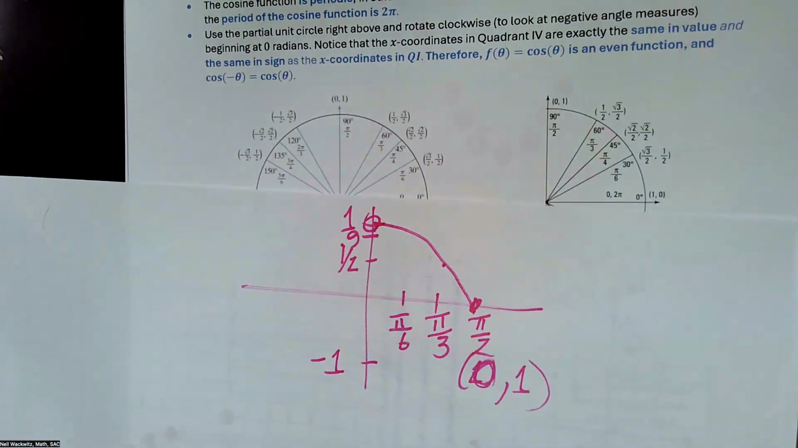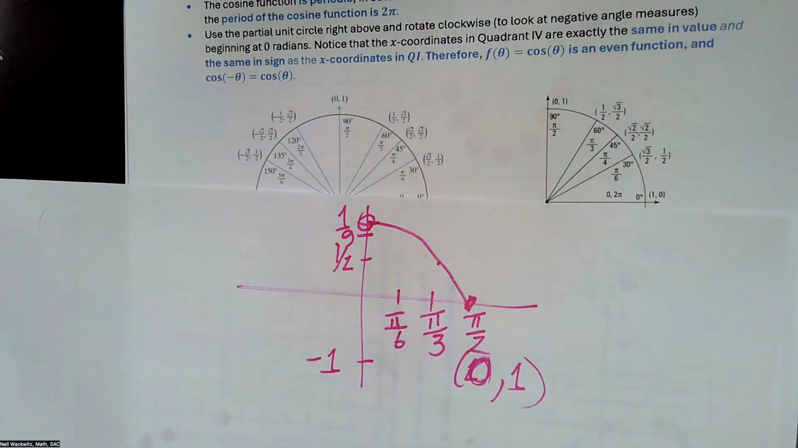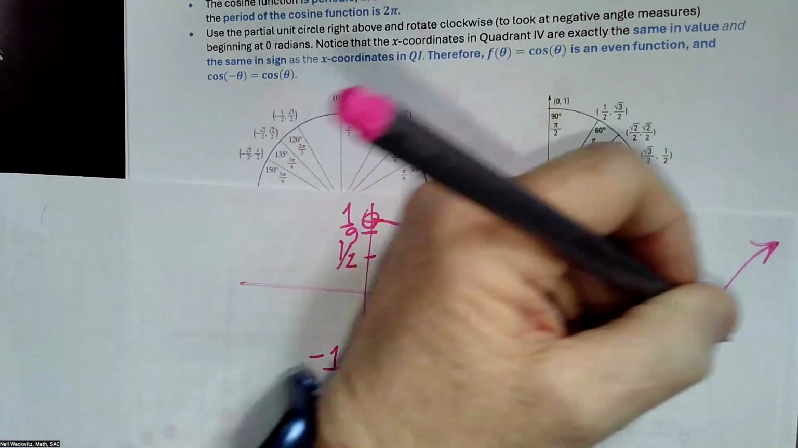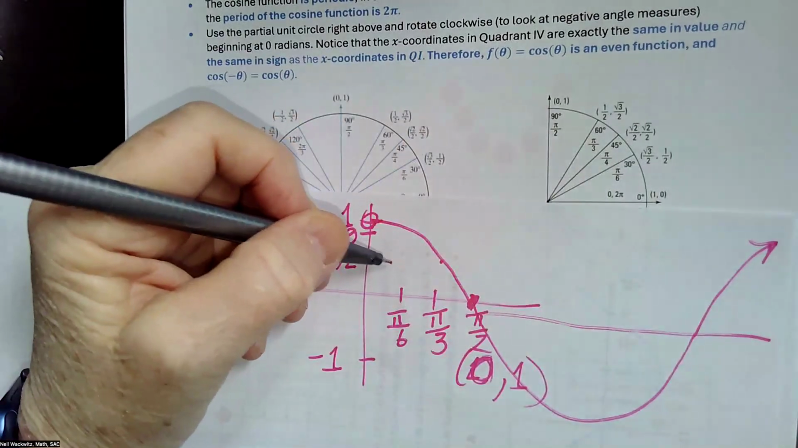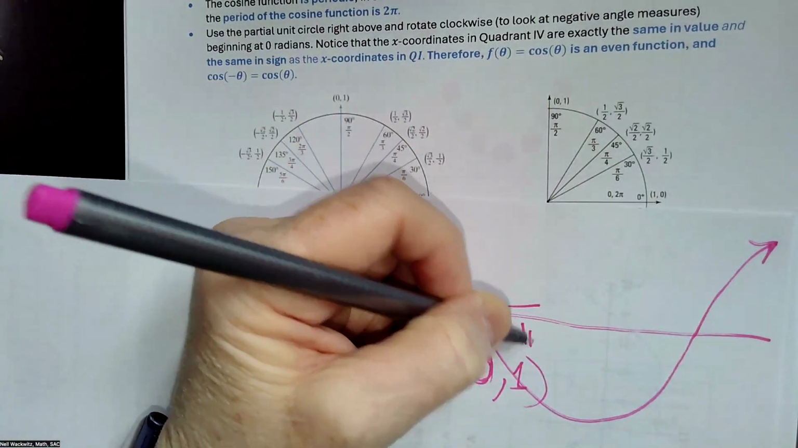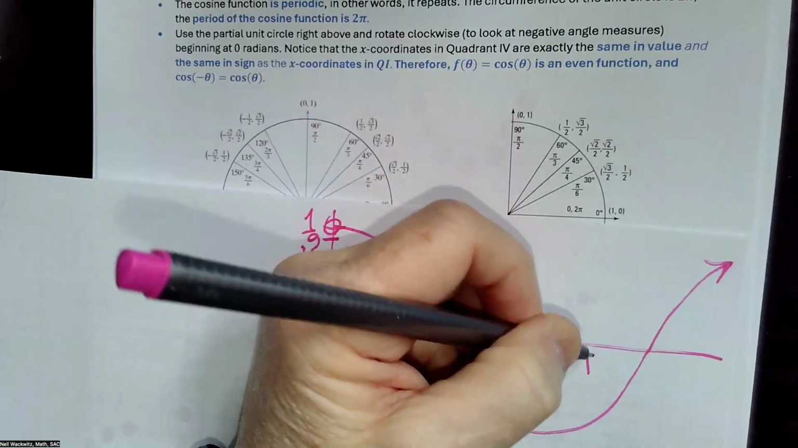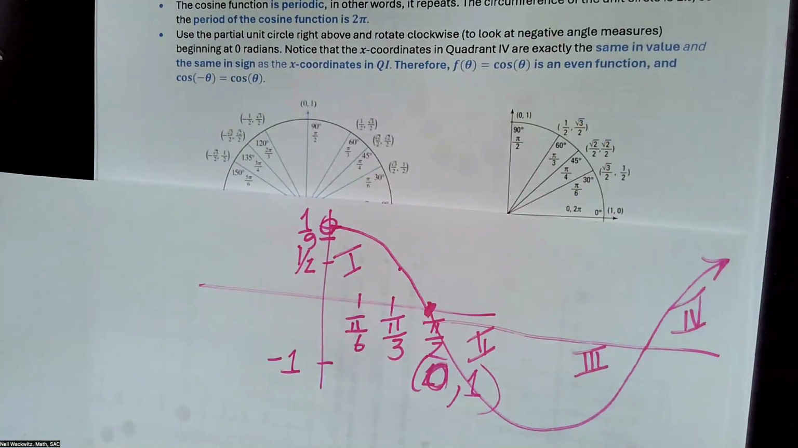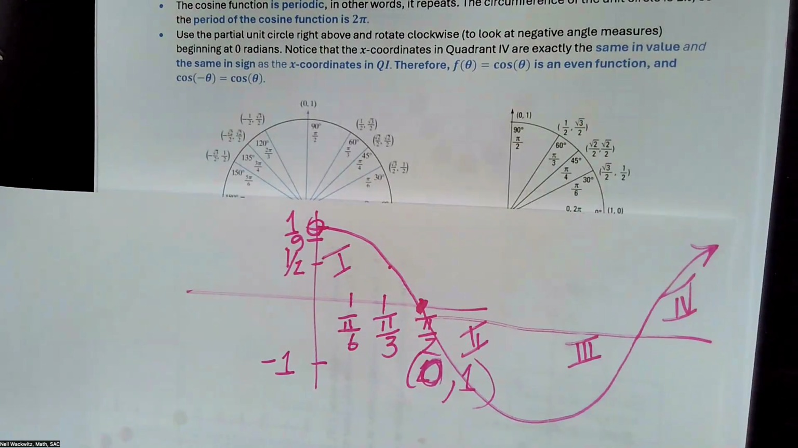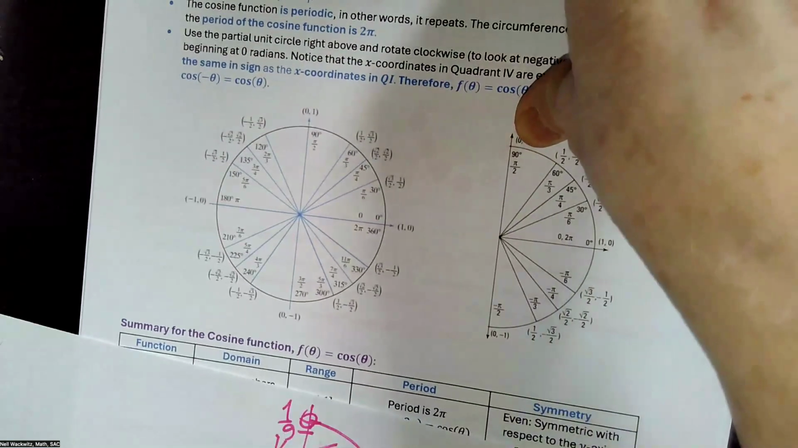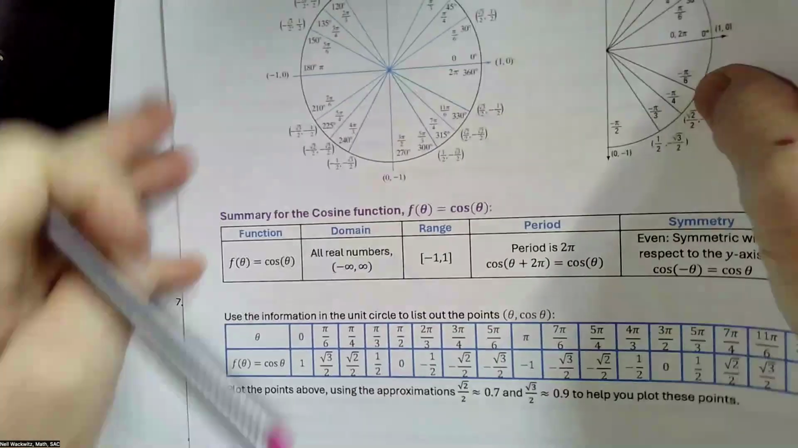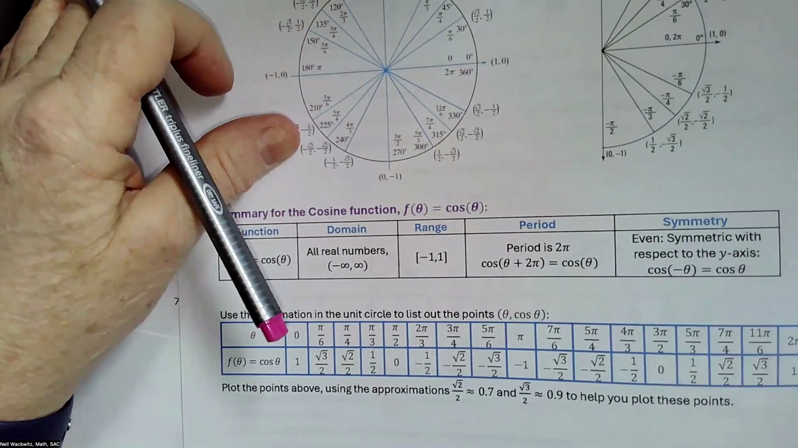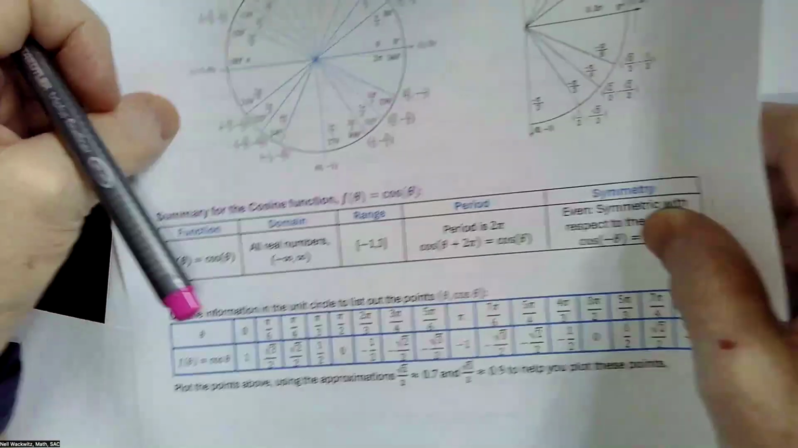And then cosine is negative in the second and third quadrants and positive in the fourth. So here's quadrant 1, quadrant 2, quadrant 3, quadrant 4. A list of the coordinates for cosine is given on the bottom of page 3.